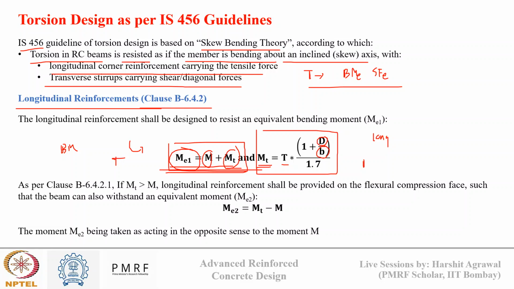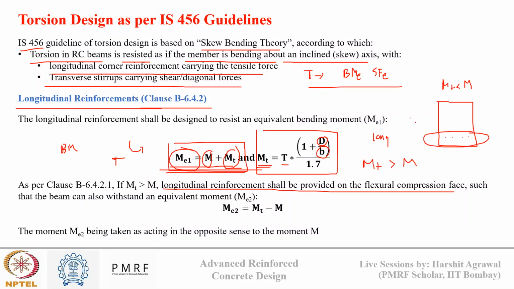If this MT value is more than M, then code says that longitudinal reinforcement shall be provided in the flexure compression part also. Suppose this is my cross section. If my MT is less than M, then we just need to provide reinforcement on the tension side. However, if my MT is more than M, then code says along with the reinforcement on the tension side, you need to provide some reinforcement on the compression side also.